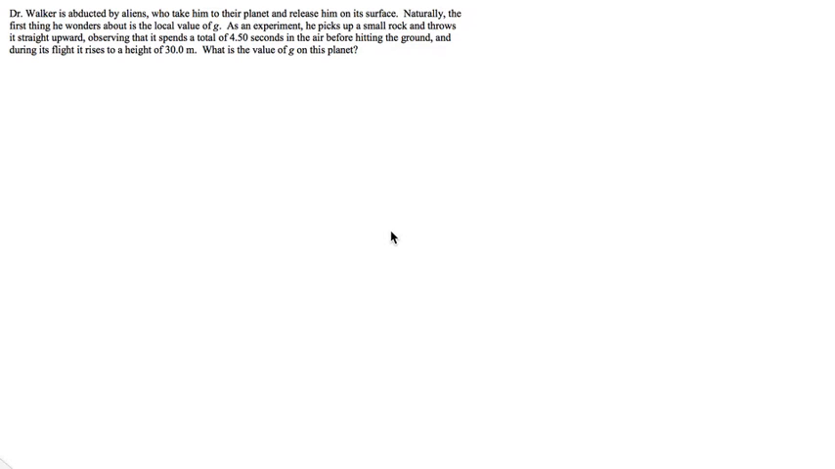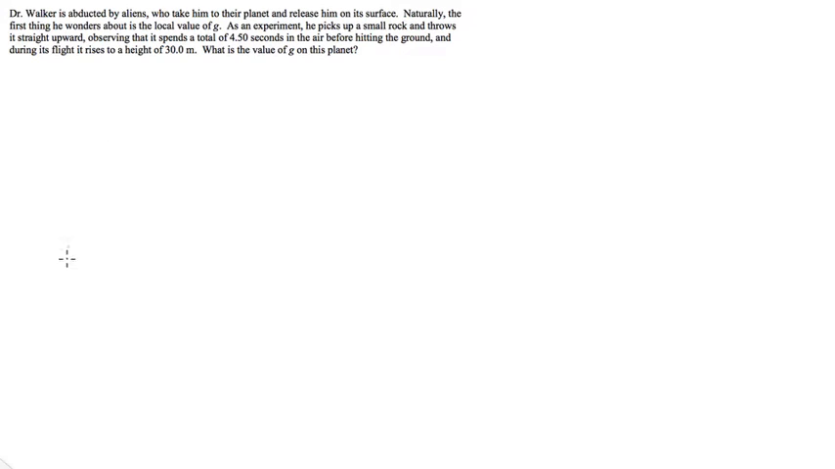Okay, problem 3 about Dr. Walker being abducted by aliens who take him to their home and release him on the surface of their planet. And I'm not really joking. This would probably be one of the first things he would think of to do, is figure out what g is. If he has a stopwatch or something, he could do that pretty easily. So he's Dr. Walker. He's that smart.